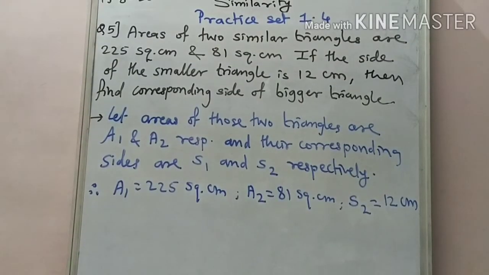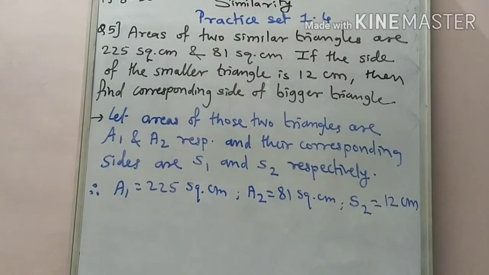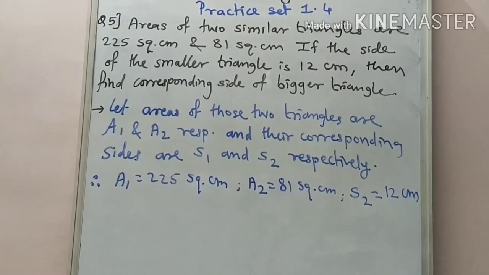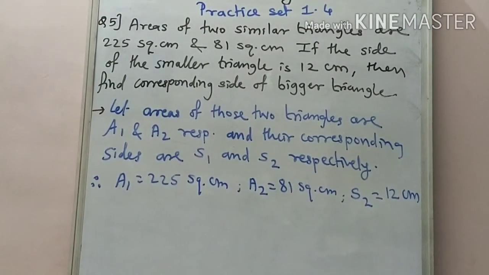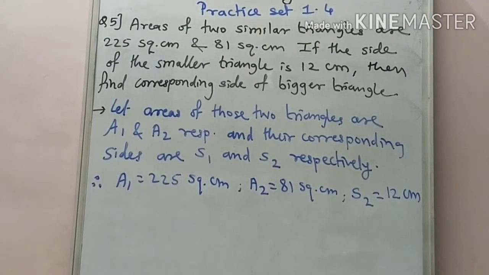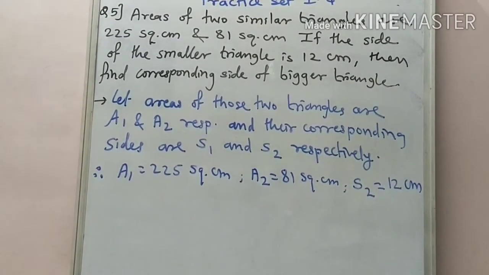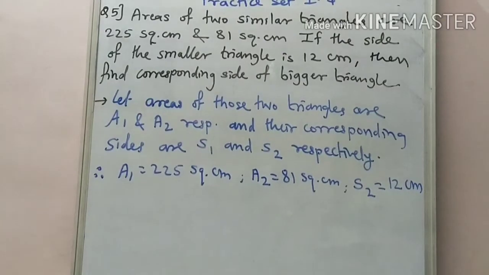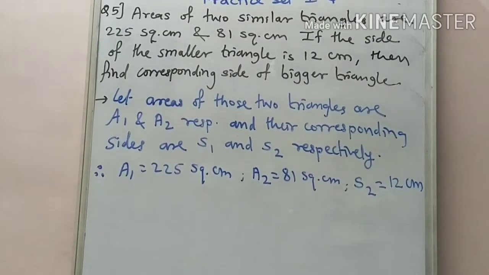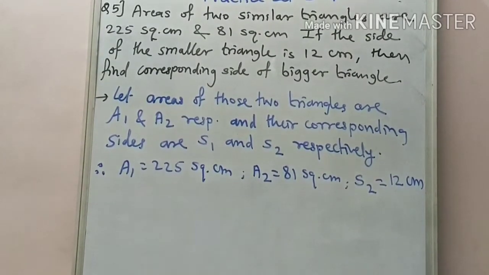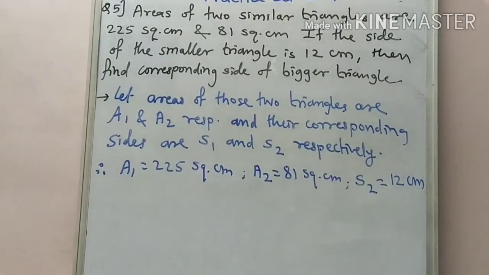Okay students, now we try the fifth example. It is given that the areas of two similar triangles are 225 square centimeter and 81 square centimeter, and if the side of the smaller triangle is 12 centimeter, then find the corresponding side of the bigger triangle.